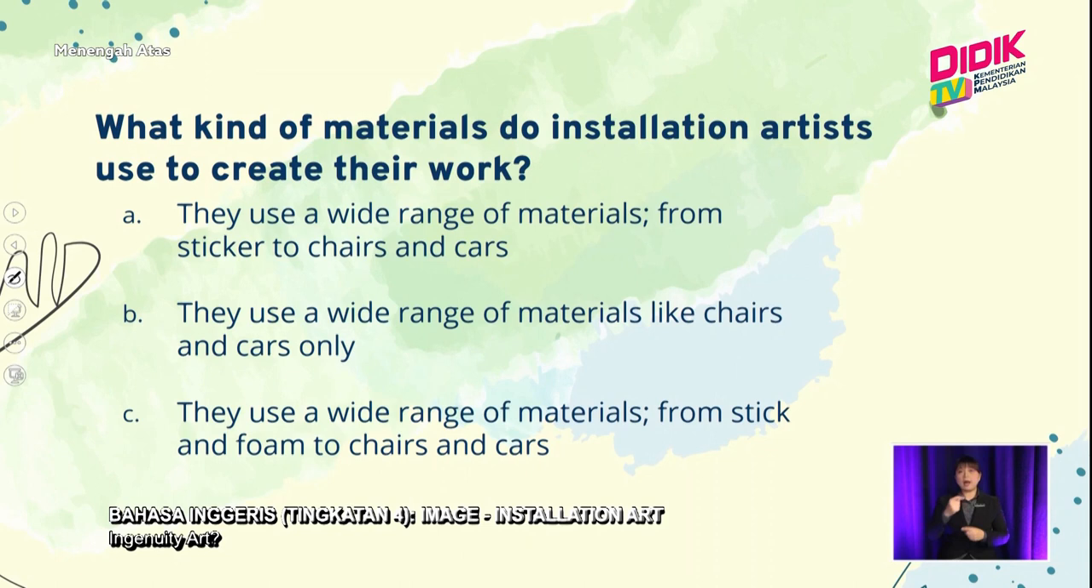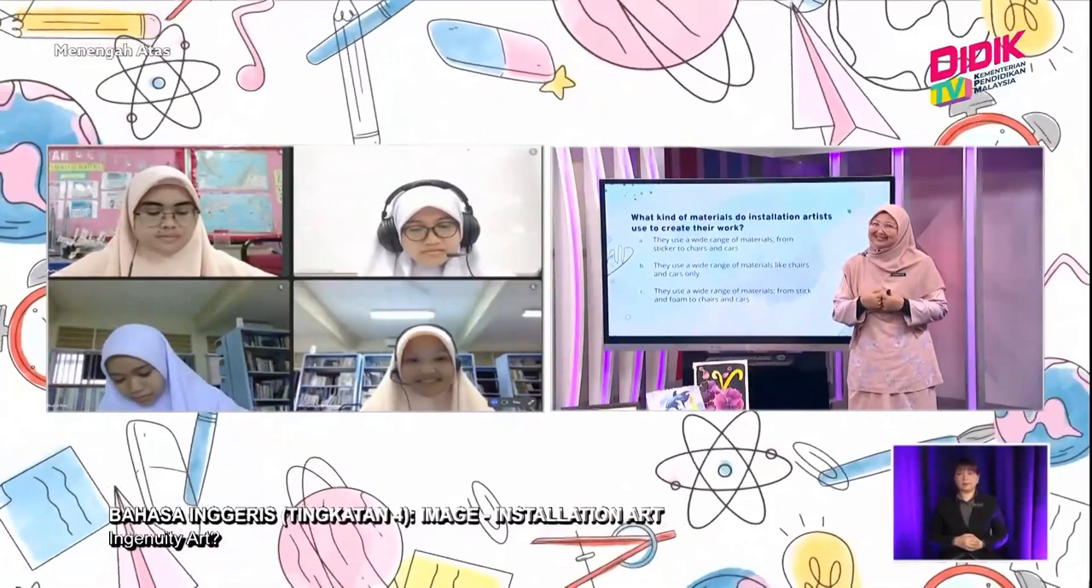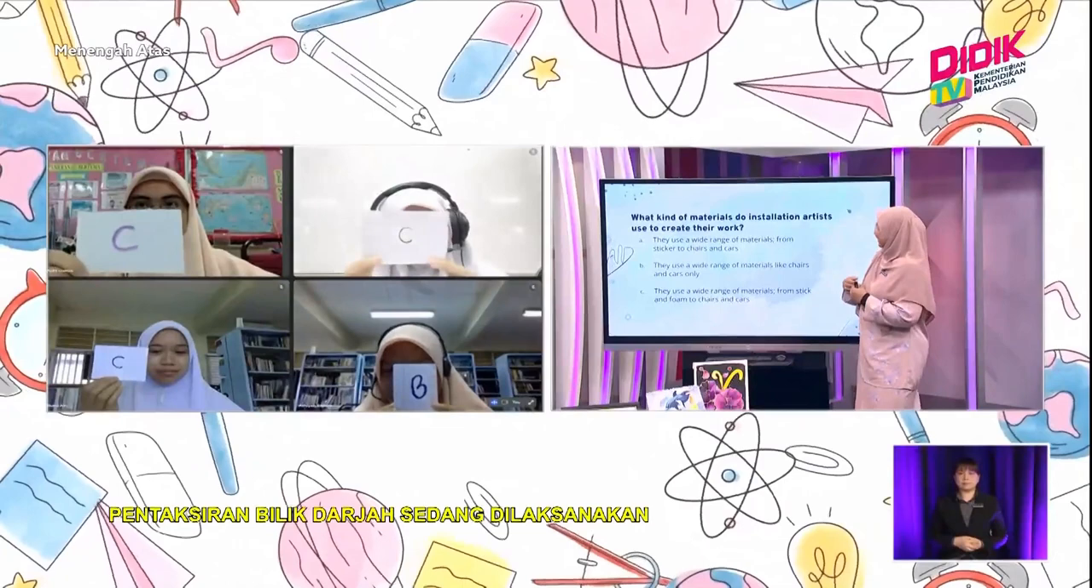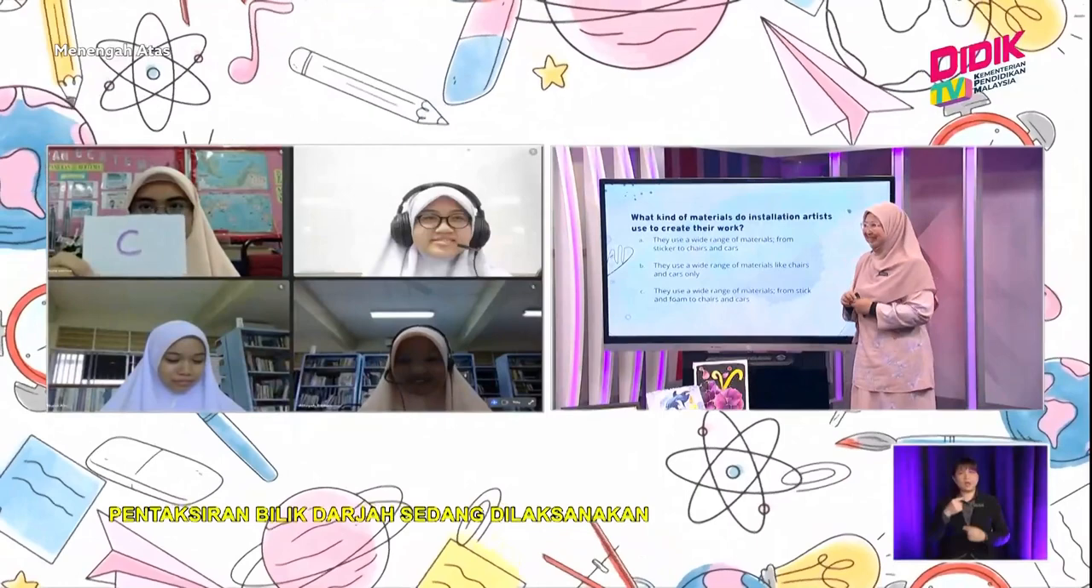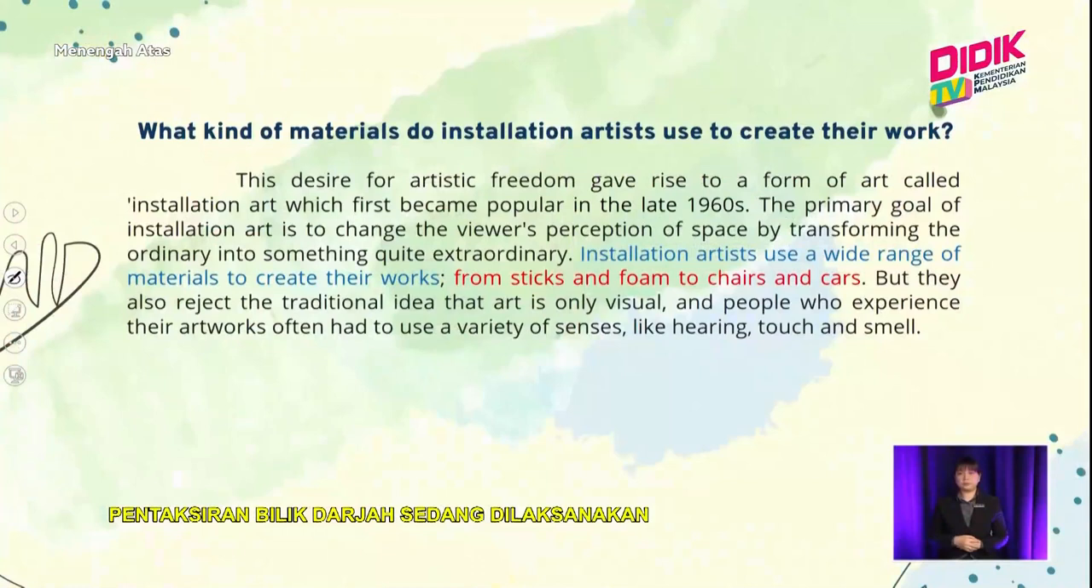Okay, everybody, do you have the answer? Please show us your answer. Okay, three answers C, one answer B. Let's take a look. Maybe it's quite confusing with the sentence structure and so on. As we can see here, what kind of materials? So we try to find the similar sentence or phrases. Here, with the blue color, we can see it is similar to the question. So the answer should be near to it. Here, from sticks and foam to chairs and cars. So the answer is C.